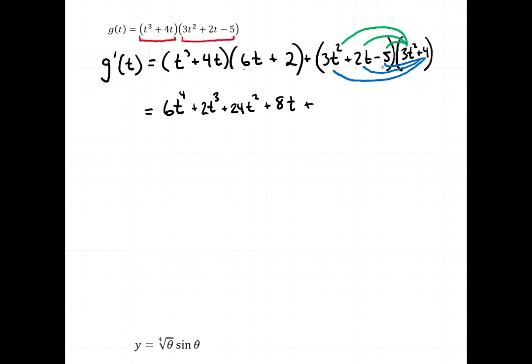So we'll get 3t squared times 3t squared. That'll give us 9t to the fourth power plus 3t squared times 2t. So that's looking like 6t to the third power. And then a 3t squared times the minus 5. So we're at minus 15 t to the second power.